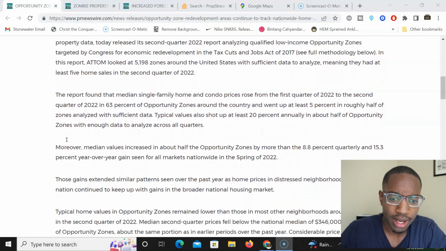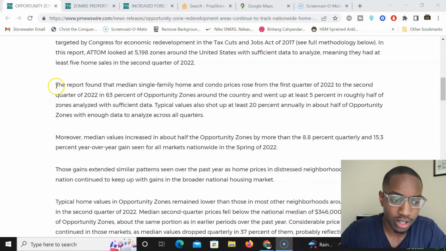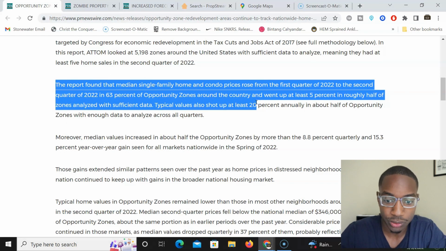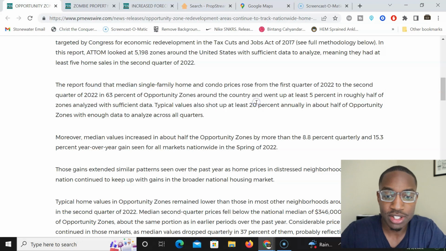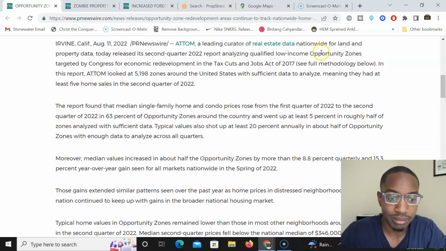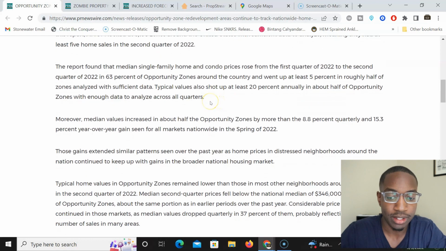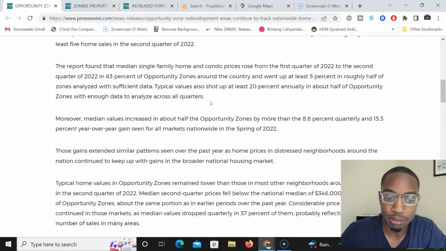And so here in this article, it says the report found that the median single family home and condo prices rose from first quarter 2022 to second quarter 2022 in 63% of the opportunity zones around the country, right? And by the way, this whole opportunity zone, it came from the Tax Cuts and Jobs Act of 2017 by Donald Trump, which just gave incentives for people to develop in these areas.